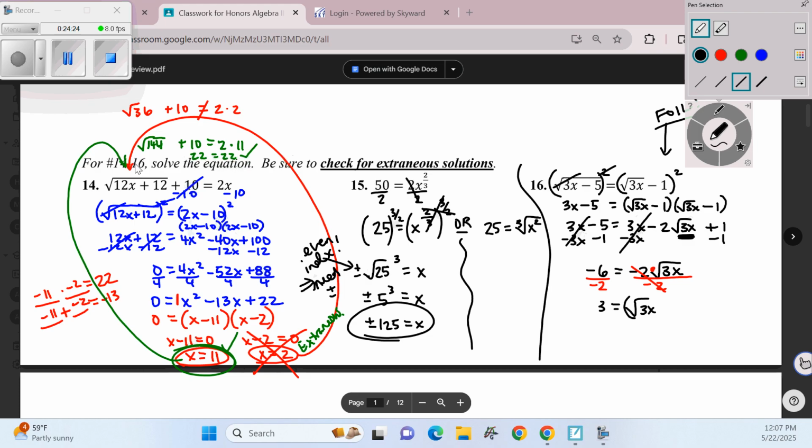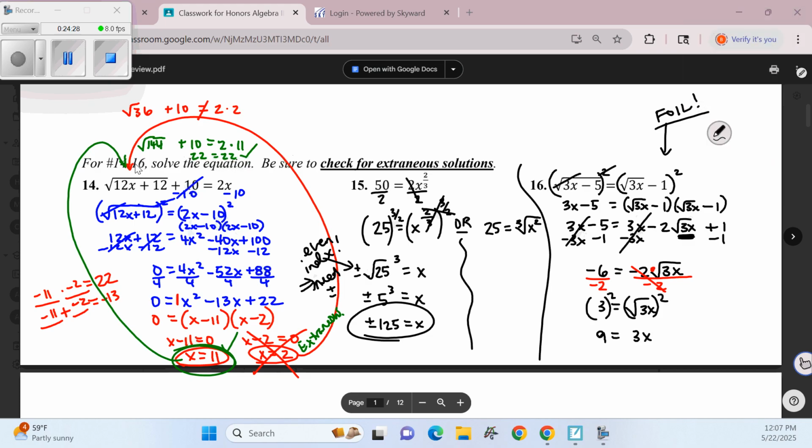We undo that last square root by squaring both sides. So we end up with 9 is equal to 3x. Square and square root undo each other. And then finally, to get x alone, we divide off by 3. So x is equal to 3.